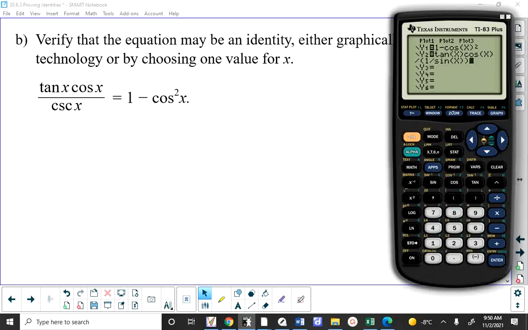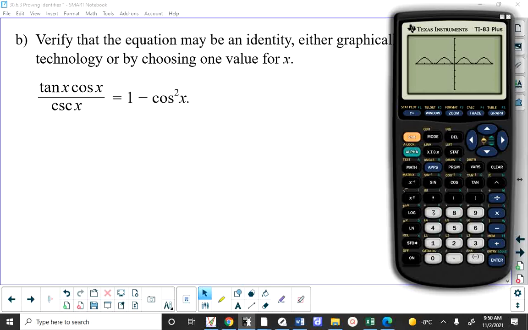It doesn't matter what mode you're in because we're going to go zoom trig right now. So zoom trig is zoom 7. 1 minus cos squared looks like that. Here comes tan x cos x over 1 over sine x, but it doesn't show anything, right? You understand that it doesn't show anything because it's graphing it right over top? Are you guys with me on this?